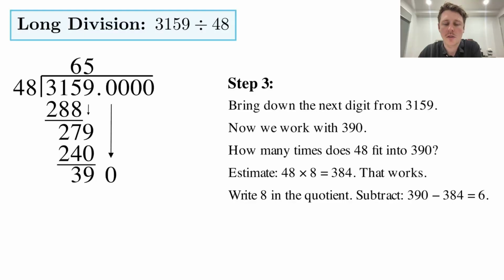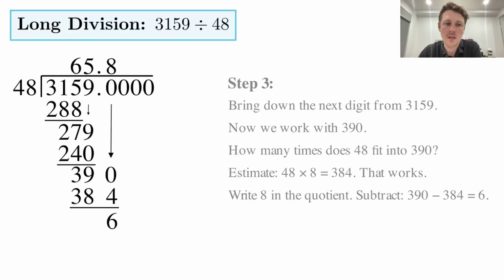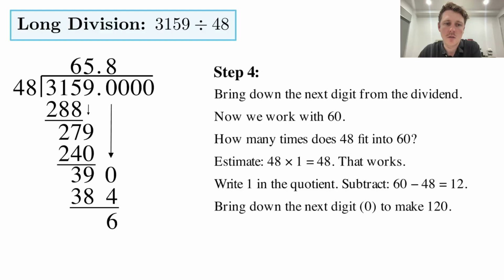And now we're working with 390. So how many times does 48 fit into 390? And we do it all over again. So estimate 48 times 8 is 384, which is close. And then we write 8 in the quotient now. And then we subtract that 384. And that leaves us with 6. Okay, and then we bring down the next number from the dividend, which gives us 60.